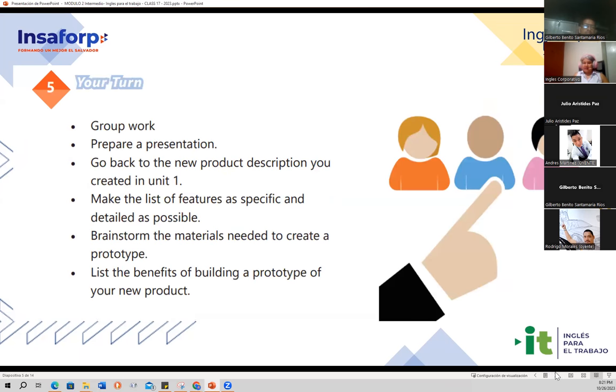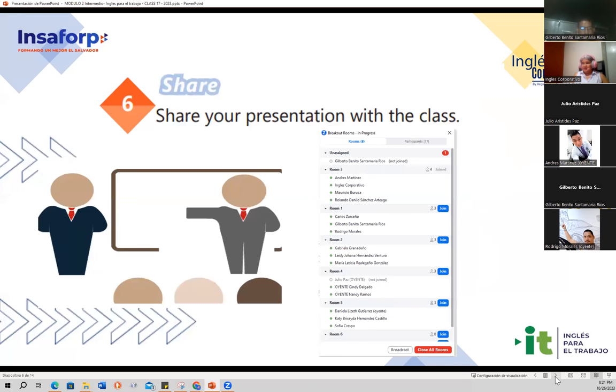So we're going to present the presentation that we have pending from yesterday. The ones that are available will do it right now. The ones that are not, they will do it later or tomorrow. Let me see. In group one, we have Carlos, Gilberto, and Rodrigo. So Carlos and Rodrigo are not available at this moment. Do you want to present your part, Gilberto, or do you want to wait for them?